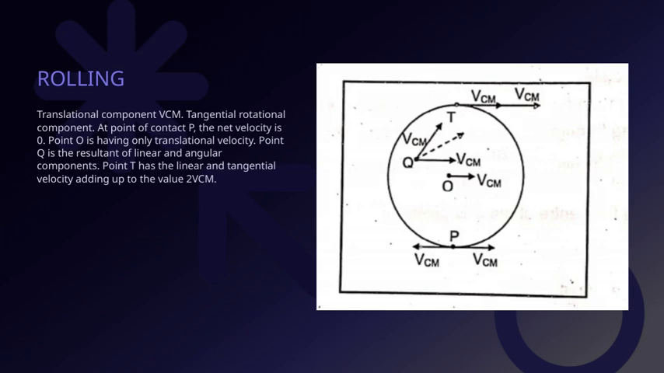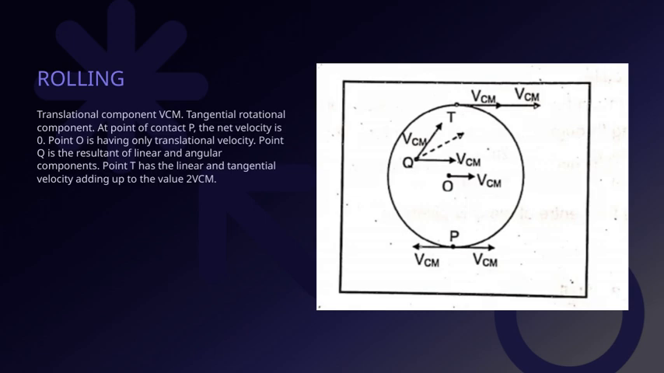Now, point O only has translational velocity, representing the overall movement of the object's center of mass. Then, we have point Q, which is essentially the combination of linear and angular velocities. It's the resultant velocity that takes into account both translation and rotation. Finally, point T is interesting because its velocity is the sum of the linear velocity and the tangential velocity due to rotation, and this total is equal to twice VCM, or 2 VCM.